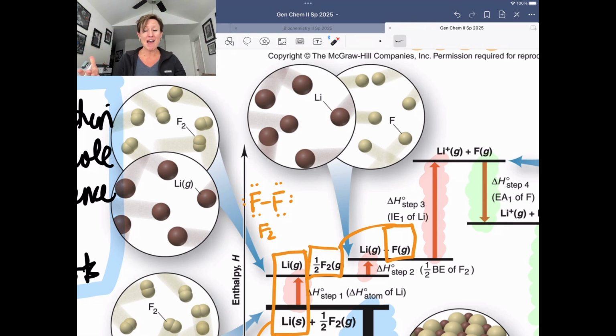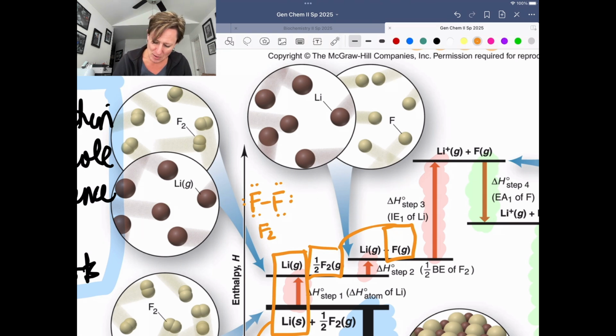Now, remember what an ionic compound is. Ionic compounds are generated when things trade electrons. So what we're going to have happen is we're going to have our lithium atom lose an electron, and then we're going to have a fluorine atom gain an electron. That's the trading of electrons that happens with ionic compounds, right? But I'm going to show this as 2 separate steps. Okay, so let's put a name with this.